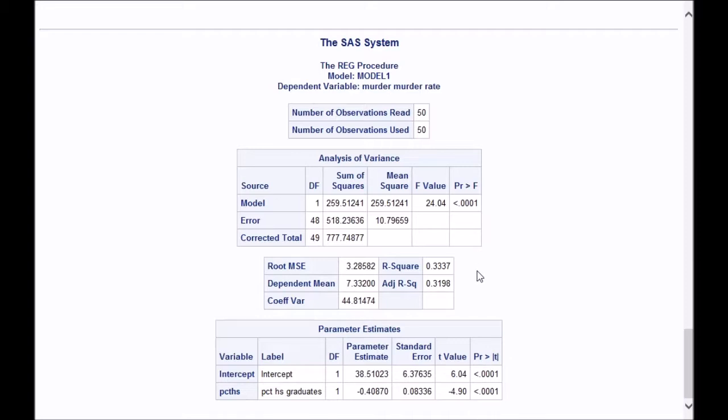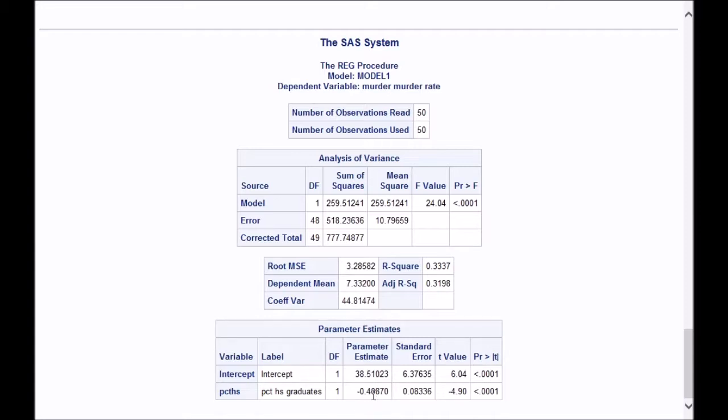But here we get the results for that single predictor model. We see our R-squared is 0.33, so we're explaining about a third of the variance in murder rates across states as a function of percent high school graduates. We do get a significant overall model F test, indicating that we're explaining more variance than might occur just by chance alone.